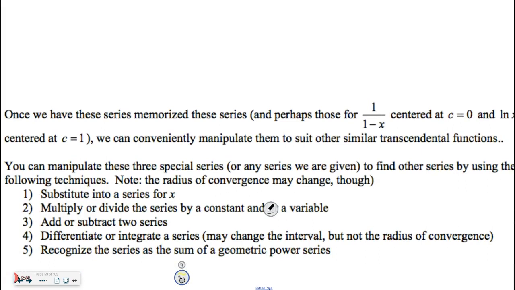So why are series nice? First of all, you can substitute stuff into them as long as we don't change the center. So I can do sine of 5x, and it'll be just fine.